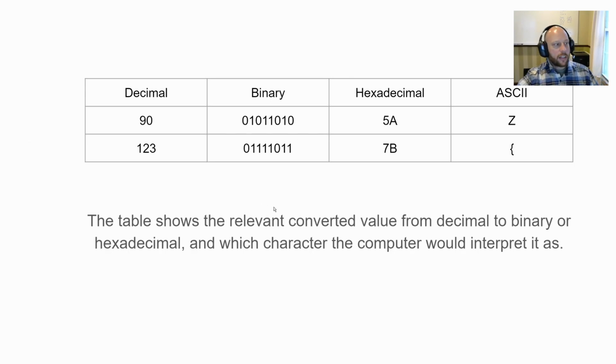So here's an example of the ASCII table. If I have the decimal number 90, this is what it would look like as a binary representation, and this is what it would look like as a hexadecimal representation, and then this is the resulting letter. These are identical values. They just are represented differently because of the number systems they're using.